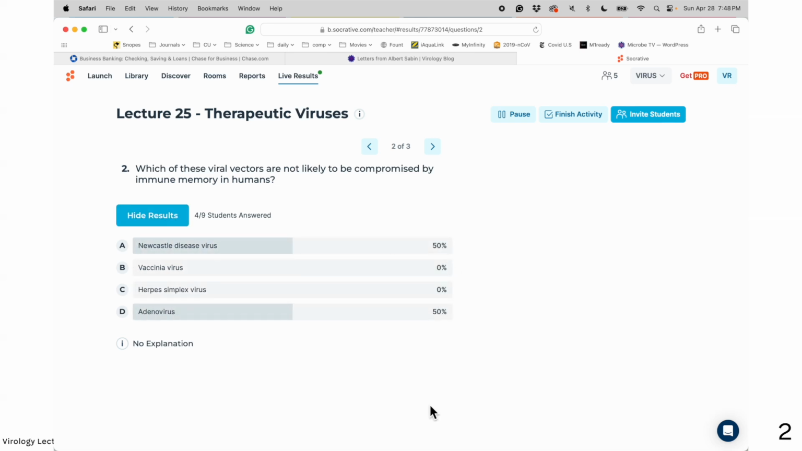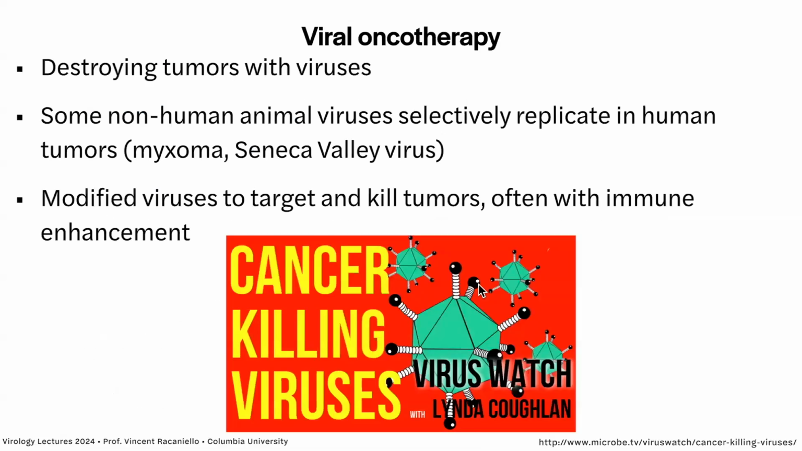There's no winner. Half of you picked Newcastle disease virus, and half of you picked adenovirus. So vaccinia is a human virus, right? Herpes simplex is a human virus. So is adenovirus. So the answer is Newcastle disease virus. That's the one where if you use a vector made of Newcastle disease virus, we're not going to have problems with human immunity because it's a chicken virus, right?